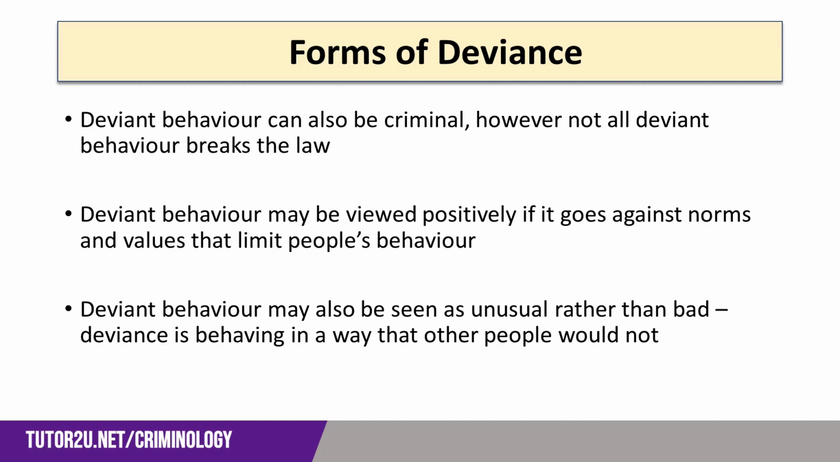If we look back at our original definition of deviance as acting against the expected norms and values of society, there are many alternative ways to act. And while these are technically deviating from society's norms, it doesn't make them illegal, immoral, or even undesirable behaviours. They are simply different ways of acting. In this video we'll look at three forms of deviance: bad deviance, odd deviance, and firstly, admired deviance.